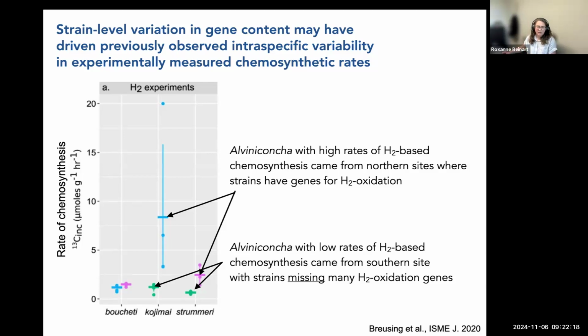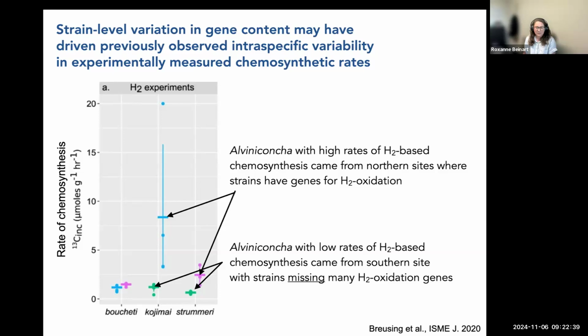So what you're seeing here are the rates of chemosynthesis when using hydrogen as the energy source. Each of these colors is a different experiment, and in some of our experiments the rates were higher than in others. Those experiments varied by the site that we took the animals from to conduct the experiment.